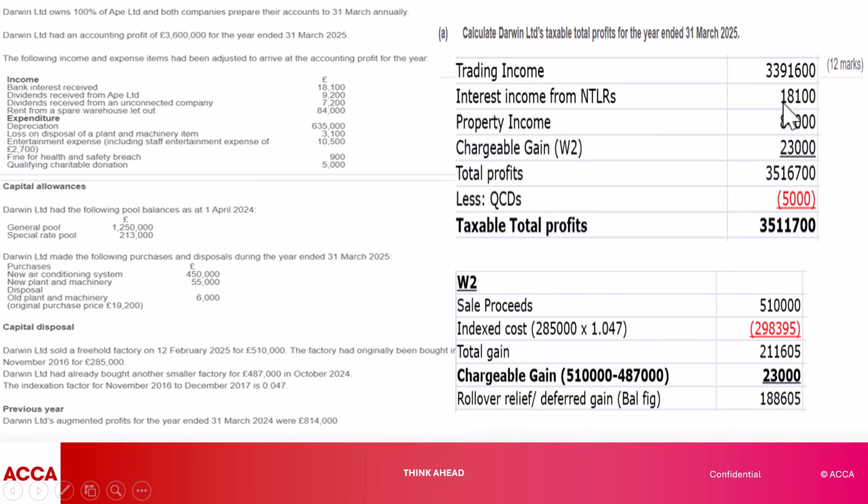So once you get the chargeable gain, we get our total profits, then we less the QCDs. Now we've deducted the QCDs in their right place, which was basically from total profits. And that's how you're meant to do this question. So we have here 3,511,700.